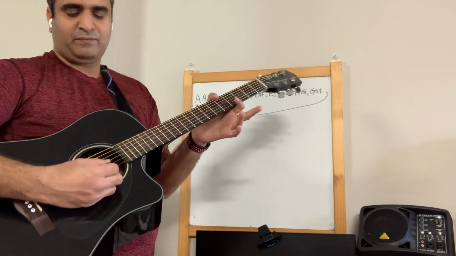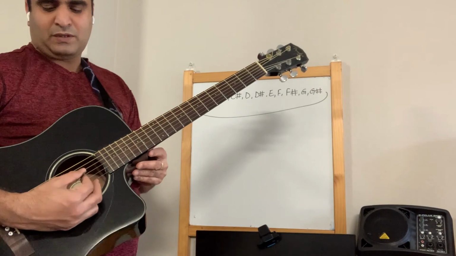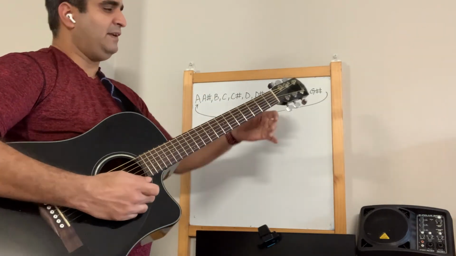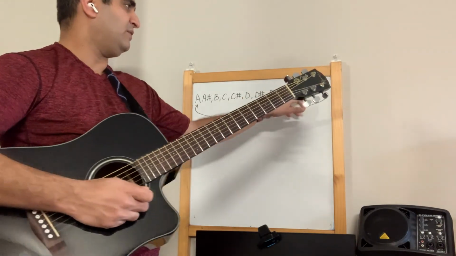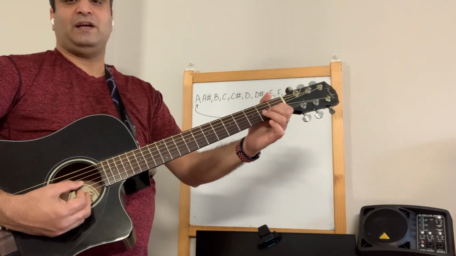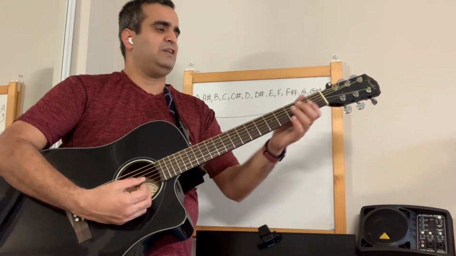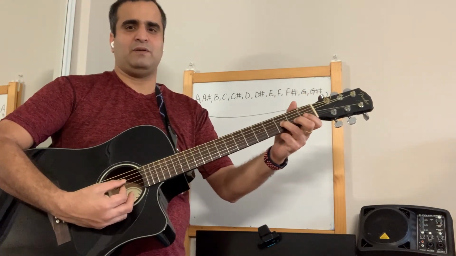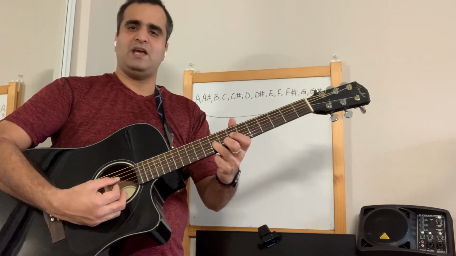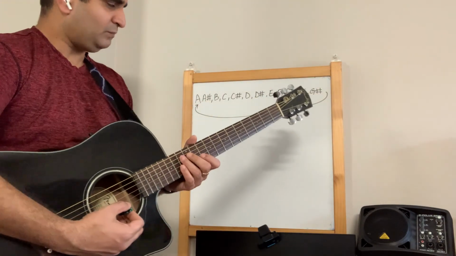Similarly, third string, open position is G, right? And my second fret was A, right? And therefore, we did not play the first fret because that is G sharp. So G is open, first fret is G sharp, and second fret is A. So continuing with that pattern, G, G sharp, A sharp, B, C, C sharp, D, D sharp, E, F, F sharp, G, G sharp, A, and so on. Okay, right?